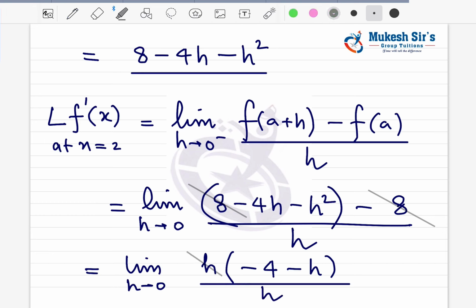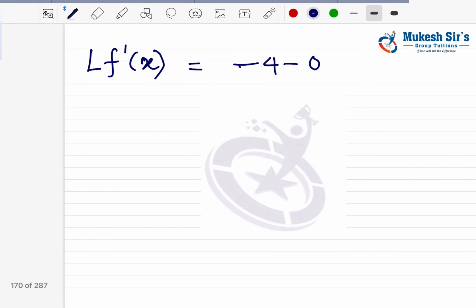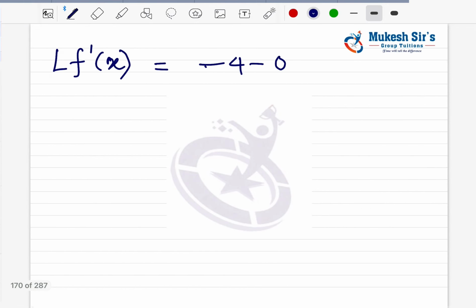Now I apply the limit. The denominator is not becoming 0, it is 1. So that'll become minus 4 minus 0, right? We put 0 in the limit. That becomes minus 4. That's the left hand derivative. You can mark this as equation number 1. So left hand derivative at x equal to 2 I got minus 4.